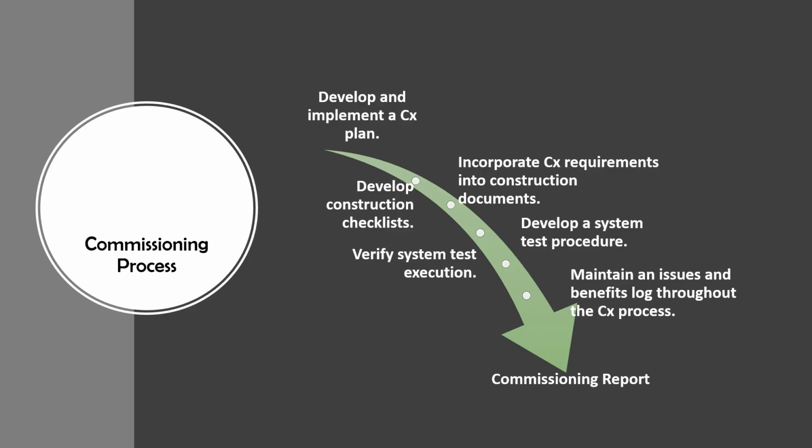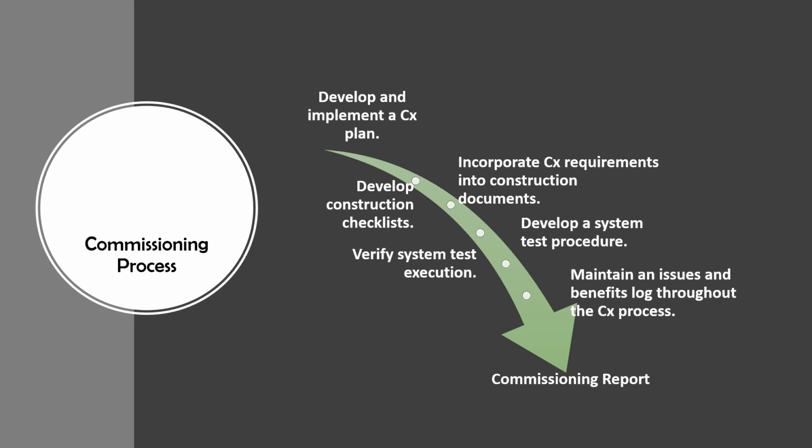The commissioning process is a valuable one. You start by developing and implementing a commissioning plan. Then you will incorporate commissioning requirements into the construction documents, develop construction checklists, and develop system test procedures. As testing is done, you'll verify system test execution and maintain an issues and benefits log throughout the commissioning process.